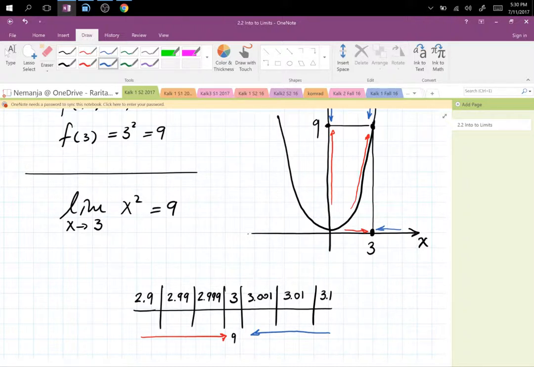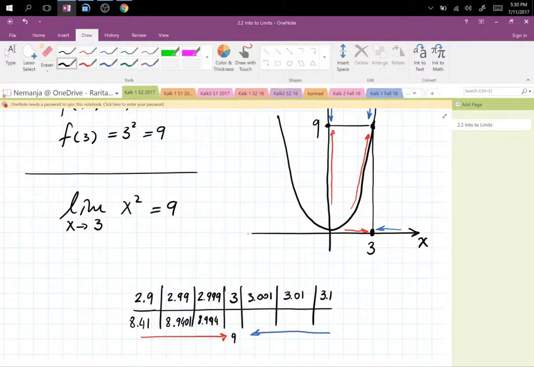What do we have for 2.9 squared? 8.41. And then we have 8.9401. Perfect. And then 8.994. Okay, perfect. So you see how 8.4 went to 8.94, 8.994. So clearly it goes towards 9.